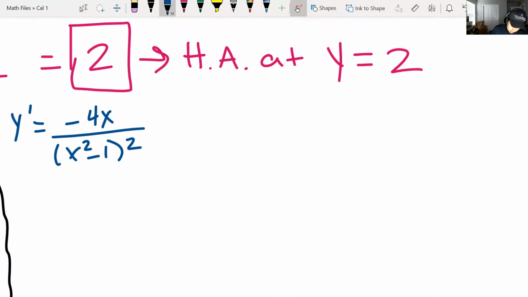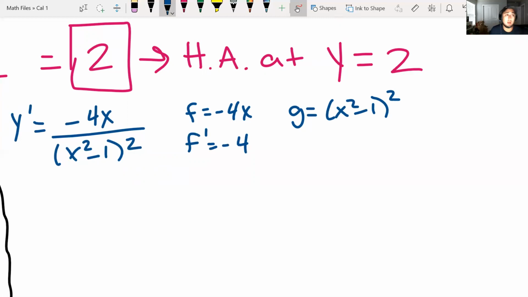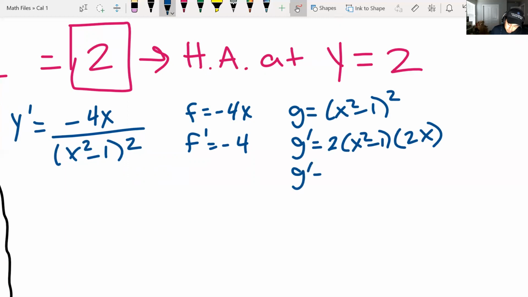So f will be -4x. G will be x squared minus 1 squared. F prime is -4. G prime will use chain rule: 2 times x squared minus 1 times the derivative of the inside, 2x. Clean up. G prime becomes 4x times x squared minus 1. Okay.